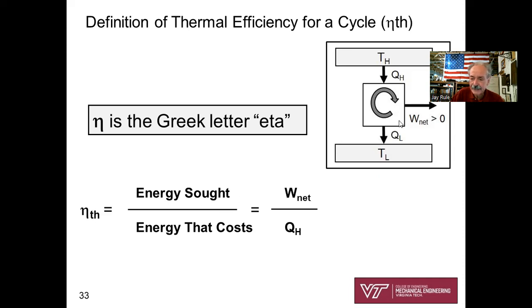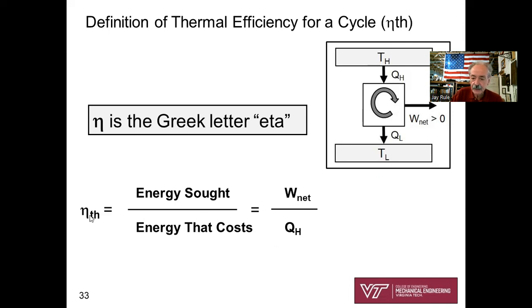What does this mean? The energy sought: what are we seeking to do if we're running a power plant, or an engine? We're seeking to do work. We're seeking electric energy, or to lift a weight, or to have a rotating shaft with a torque at a speed. That's W net. Energy that costs is what we have to purchase. We have to purchase energy to keep this high temperature reservoir at a constant temperature, or we run out of gas, we run out of heat. So we've got to buy something to keep this high temperature heat source going. That's what costs us: QH.